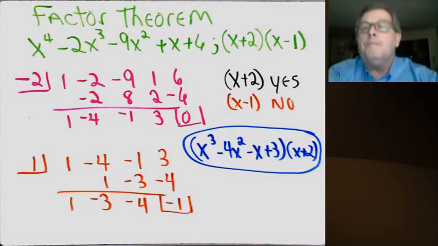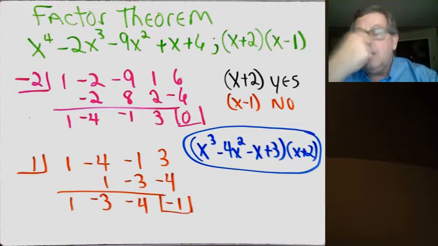All right, well now let's talk about the factor theorem. What the factor theorem states is, if I divide a polynomial by an expression, x minus c or x plus c, and my remainder is 0, then that expression is in fact a factor of the polynomial. And if my remainder is something other than 0, then that expression is not a factor of the polynomial.